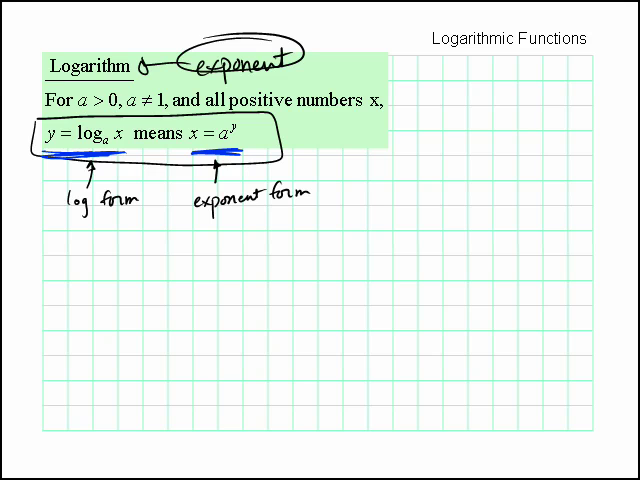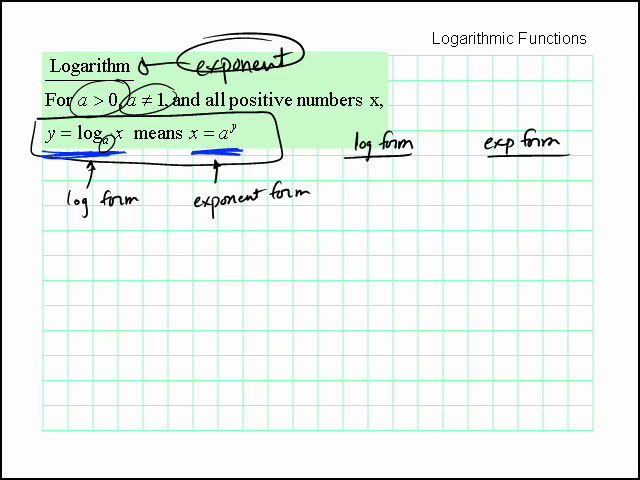Notice that this number here is lowered. It's the base, and it has to be positive, and can't be exactly 1, but it has to be a positive number other than 1. We're going to practice switching from log form to exponent form and back and forth.